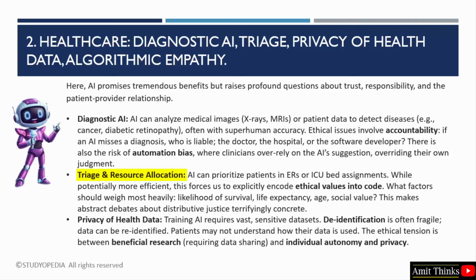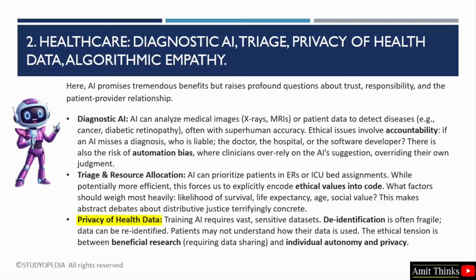Next, triage and resource allocation. AI helps prioritize ER or ICU patients, but it forces ethical choices into code. Should survival odds, age or social value matter most? Abstract justice debates become real-world decisions.